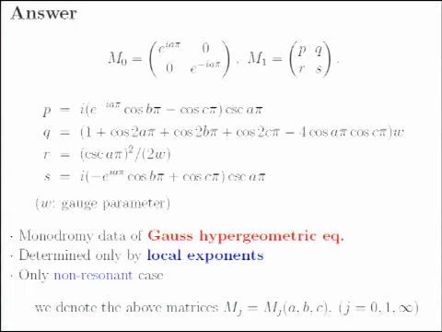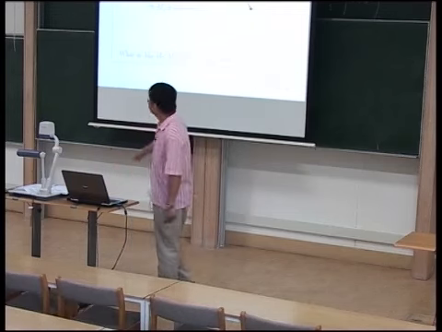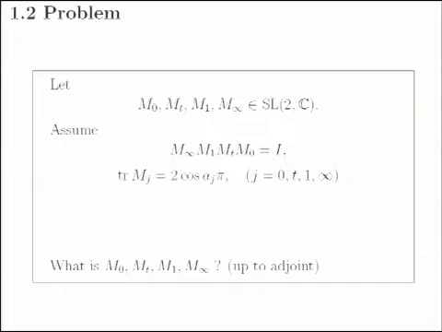So the monodromy data of the Gauss hypergeometric equation can be solved even in a freshman mathematics course. Okay, so this is not the exercise. This is a problem. How about we start from four matrices? We start from four SL2 matrices and give the traces, and multiply, with only one relation. Then what are M0, MT, M1, M infinity up to adjoint?